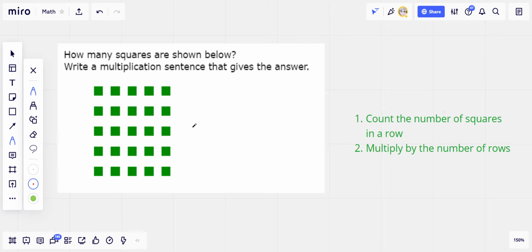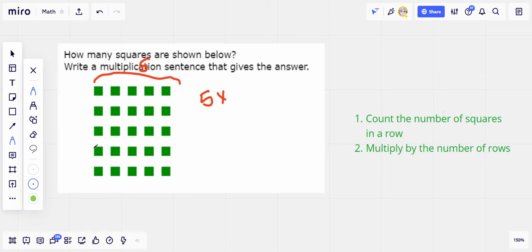Knowing how to multiply really comes in handy when you're trying to count large numbers of things quickly, especially if they're laid out conveniently for you in the shape of a square or a rectangle, like these green boxes are. So if you've got things in this kind of layout, all you need to do is count the number in a row. So it looks like there are 5 here in a single row, and then multiply that by the number of rows that there are.